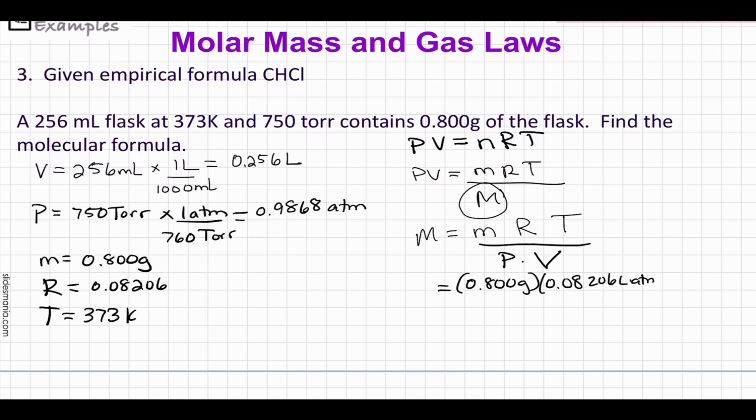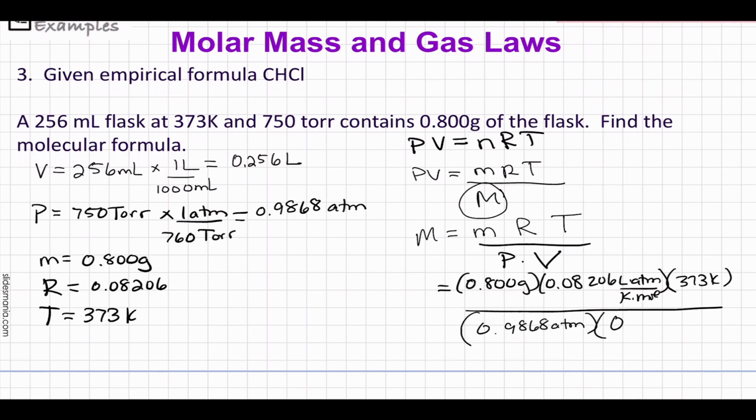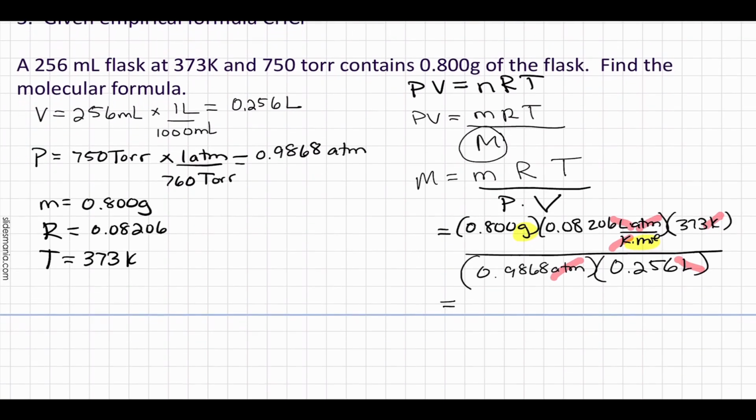0.08206, temperature, pressure, and volume. And again, you can see atmospheres, Kelvin, liters, all of those cancel, and I'm left over with grams per mole. So when I do this, I will get 96.9.